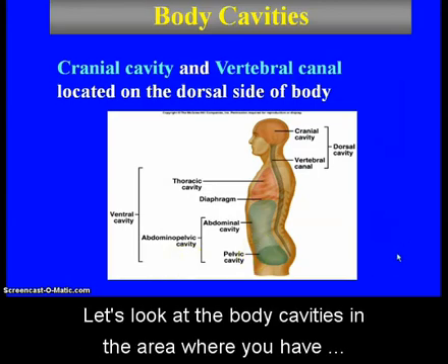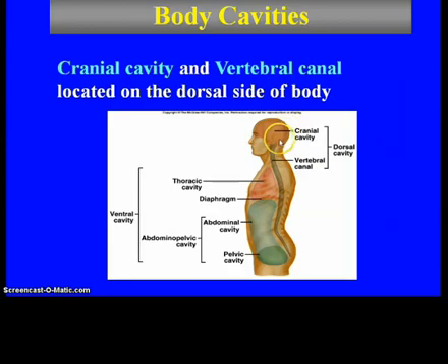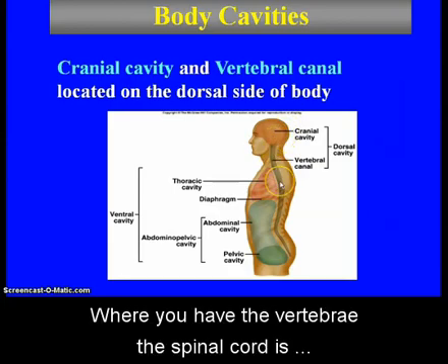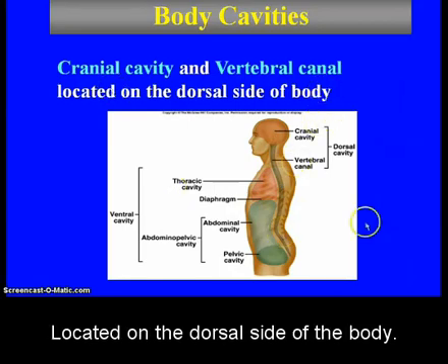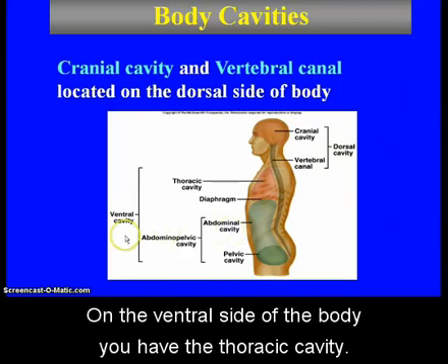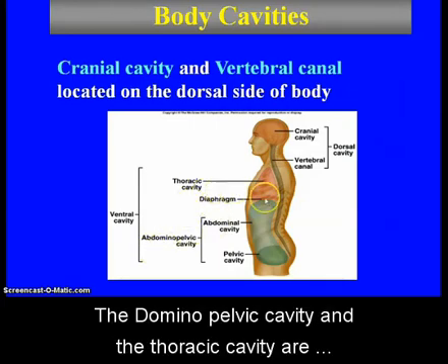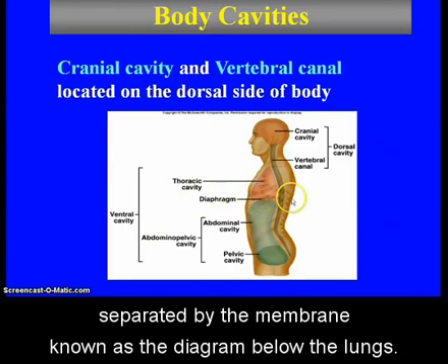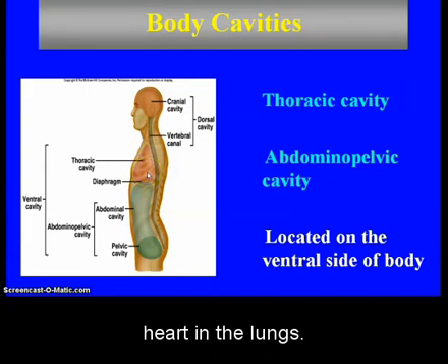Now let's look at the body cavities. In the area where you have the brain is the cranial cavity. Where you have the vertebrae, the spinal cord is the vertebral canal. It's located on the dorsal side of the body. On the ventral side of the body, you have the thoracic cavity and the abdominal pelvic cavity. The abdominal pelvic cavity and the thoracic cavity are separated by the membrane known as the diaphragm below the lungs. And here is the thoracic cavity. The thoracic cavity holds the heart and the lungs.